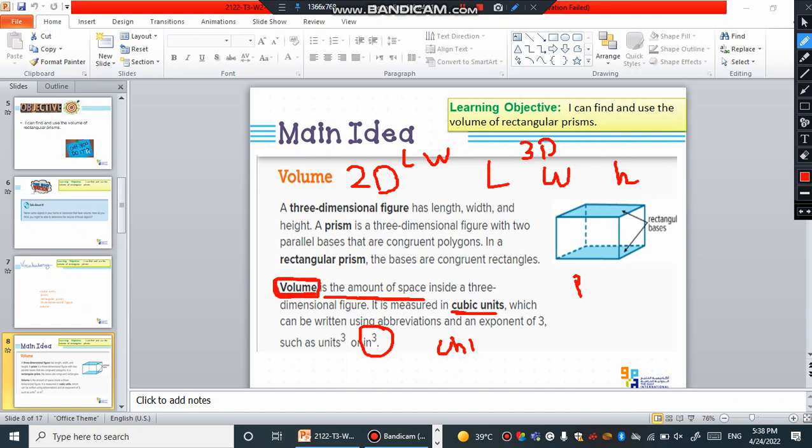So let's get a summary of this idea. A three-dimensional figure has length, width, and height. What is the meaning of the prism? The prism is a three-dimensional figure with two parallel bases.